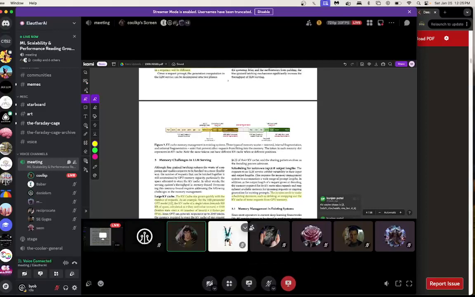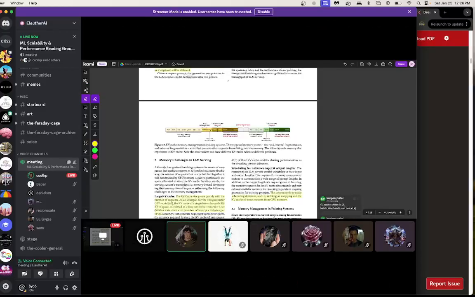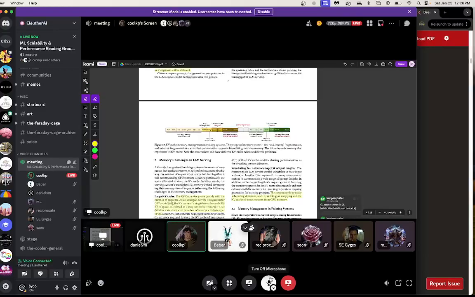But normally, some implementations only have every request in the batch in the decode stage, or every request in the batch at the prefill stage. I see. Okay. And you can have mixed batching, where some portion of the requests in the batch are in the prefill stage and other portions are in the decode stage. Interesting.